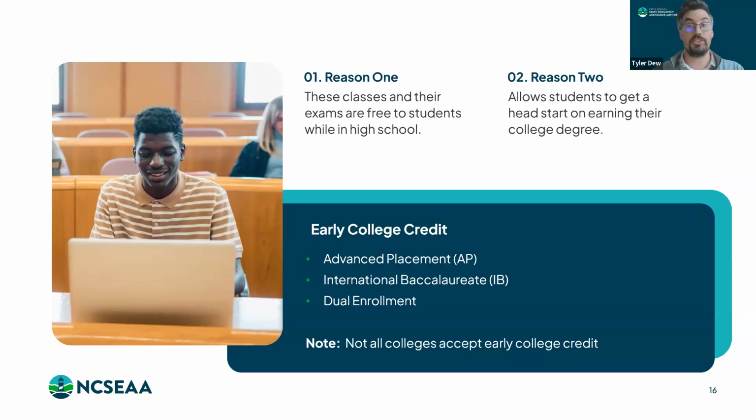So what you need to do as a student and parent is to check with the admissions office at the college that you're interested in going to, to make sure that they accept some type of early college placement, early college, or dual enrollment credit.